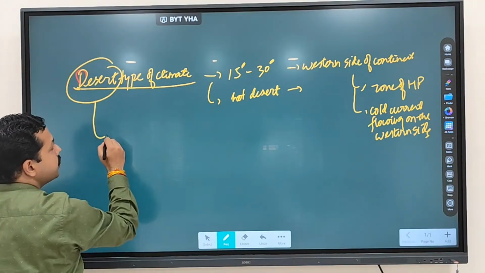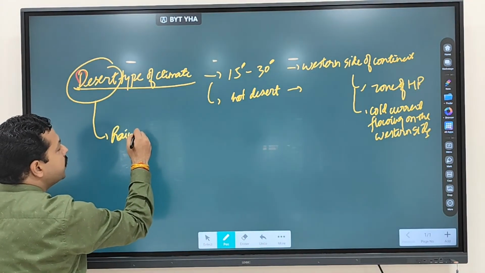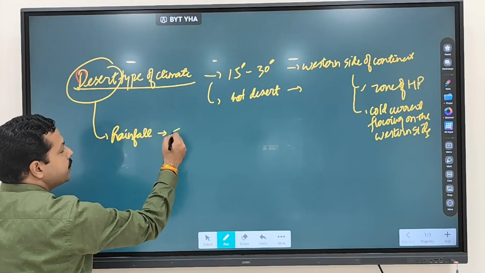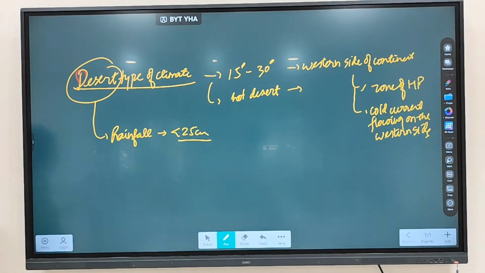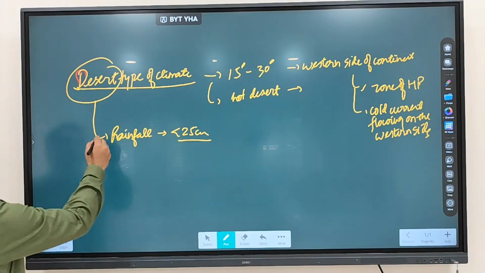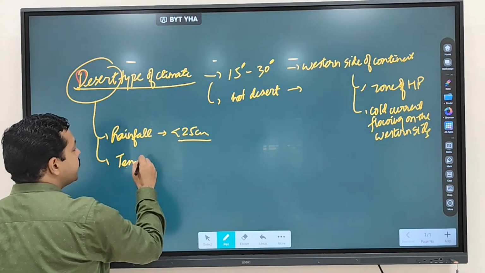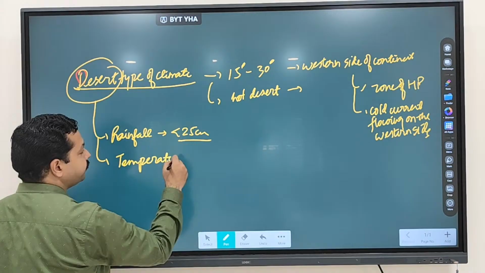Now, as the name indicates, desert means rainfall will not be much. So how much rainfall is going to be there? Rainfall is generally less than 25 centimeter. Very minimum rainfall, very less rainfall you will find in this region. Now temperature will vary over here.